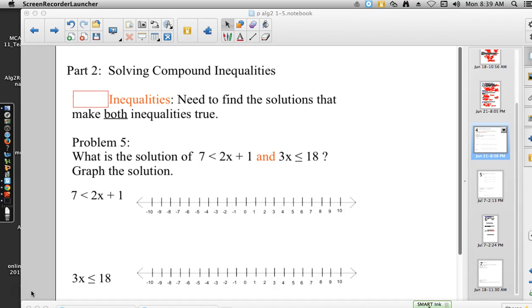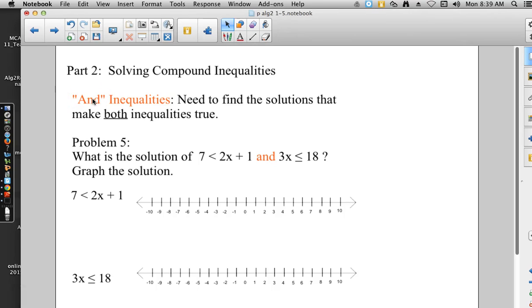What's a compound inequality? It means we have two situations that are really happening at one time. And you should remember these from Algebra 1 as "and" or "or" inequalities. So we've got our "and" inequalities here, and "and" inequalities is what we're going to start with first. "And" means that it has to be in both. So we need to find the solutions that make both inequalities true, not just one or the other. That's an "or" situation. "And" means both.